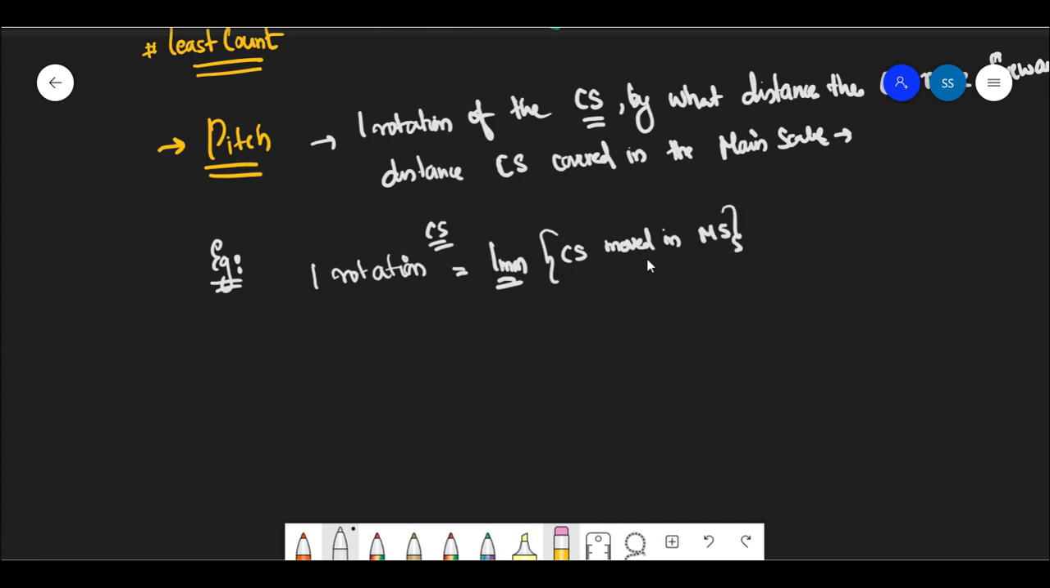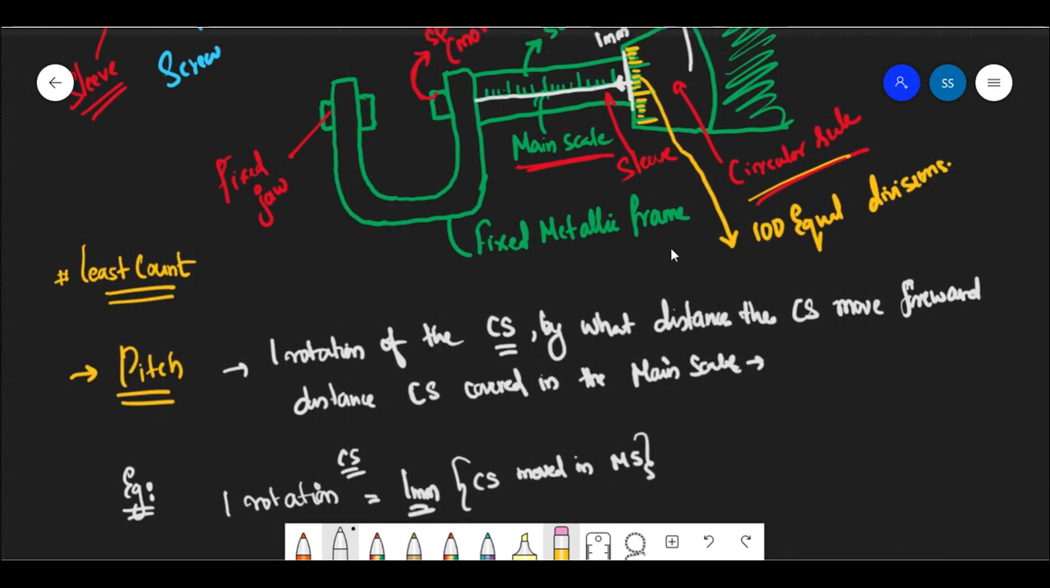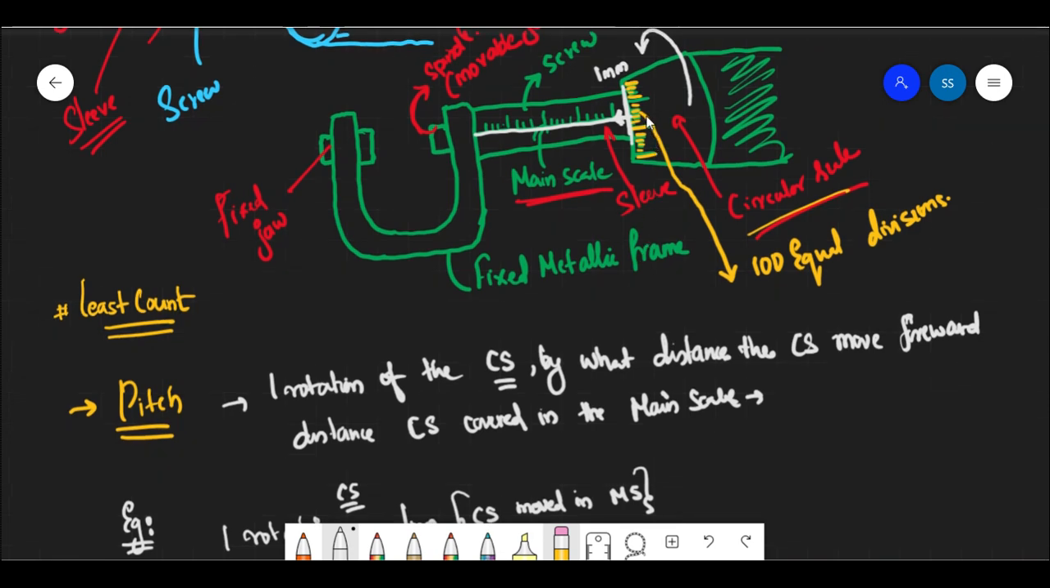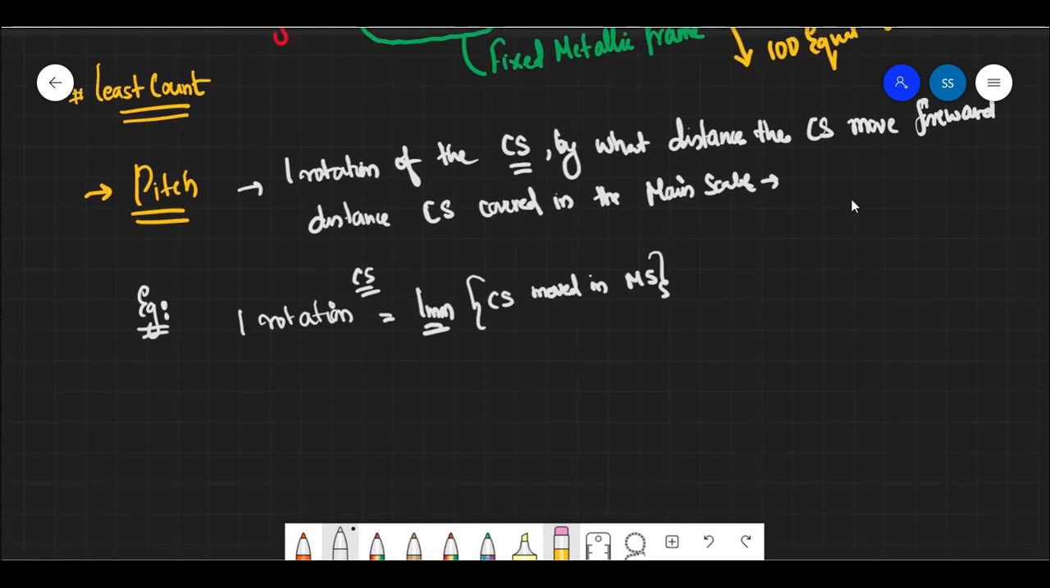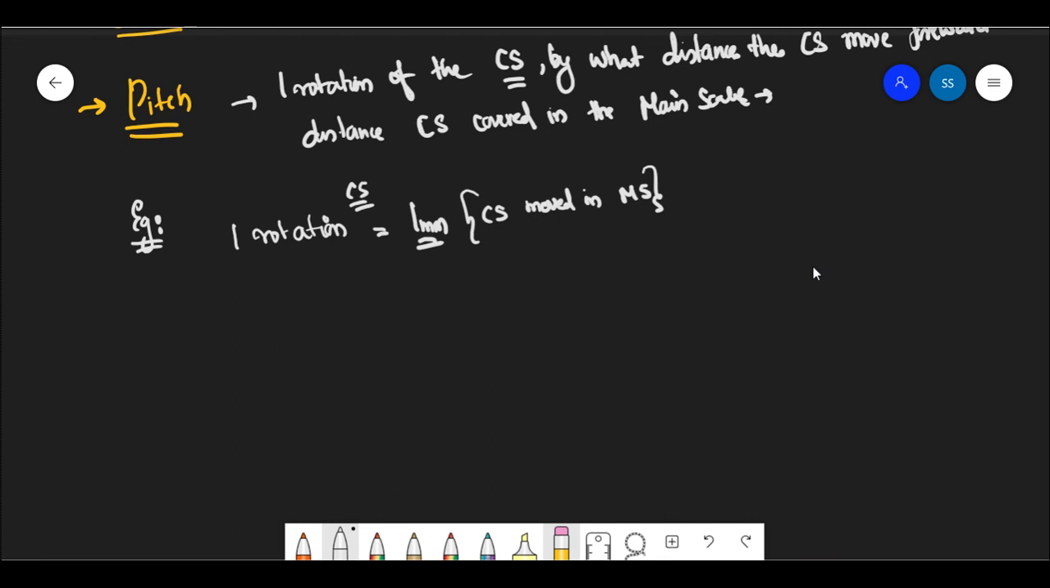So, as I mentioned, how many parts are there in the circular scale? There are 100 parts, am I right? This part will also move one rotation, and this part will also move a rotation. Likewise, the 100 parts, and those 100 parts are actually equal.